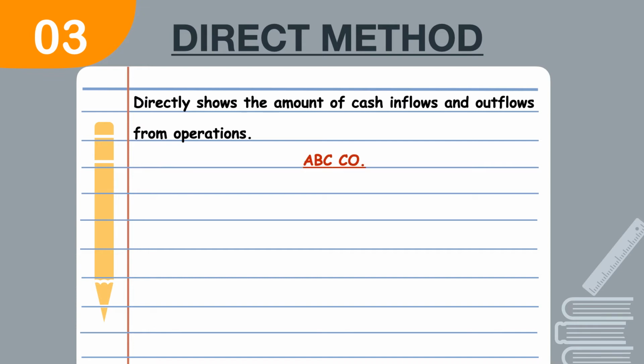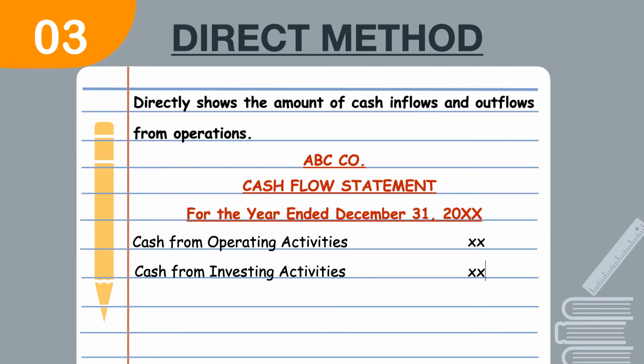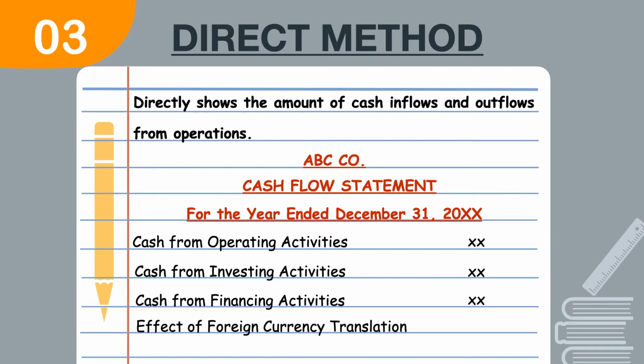You have the name of the company, followed by the cash flow statement title, and the period for which this information is being presented. You will simply include all the cash inflows and outflows from operating activities, those from investing activities, from financing activities, and also the effect of foreign currency translation. We will then net this increase or decrease in cash and add it to our beginning cash balance to give us our end cash balance.